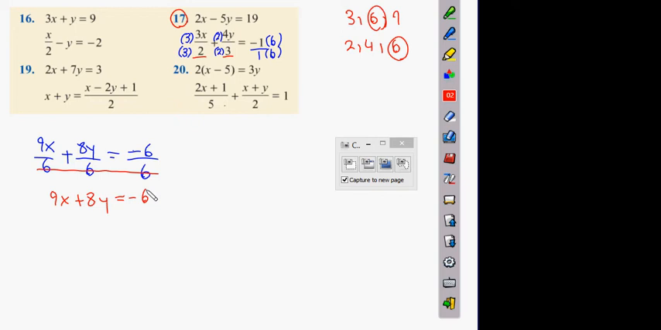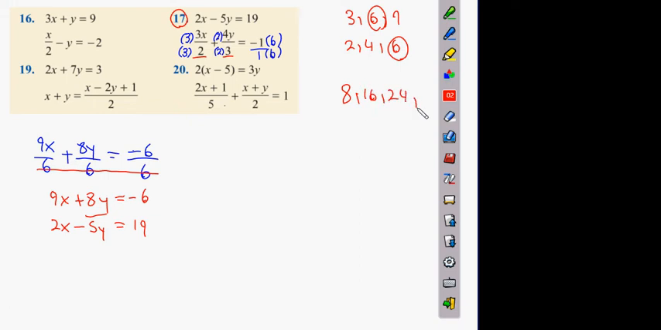Now, the second formula is 2x minus 5y equals 19. Pick a letter you'd like to get rid of. Y. We'll get rid of the y's. Now, to get rid of the y's, I advise you to count up using the bigger number. The bigger number is the 8s. Count up in 8s: 8, 16, 24. Stop once you find a number that is divisible by 5.